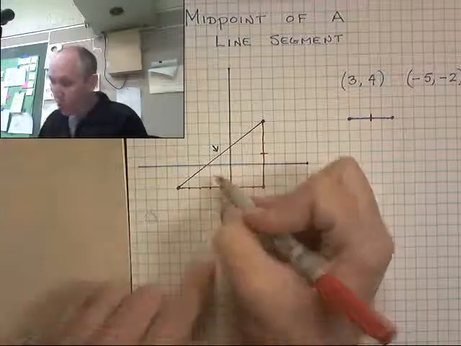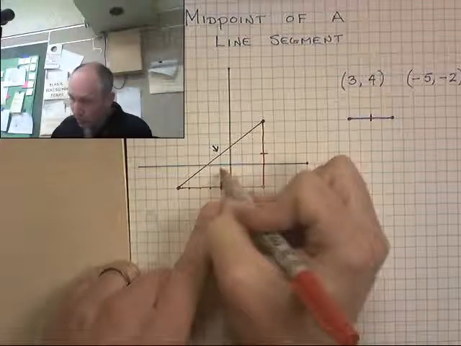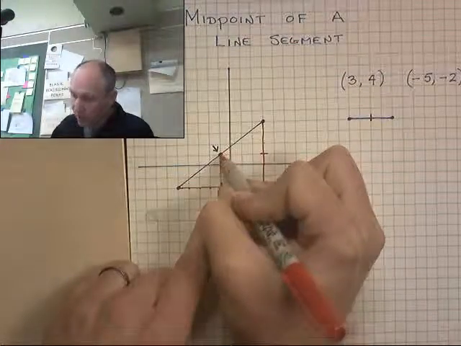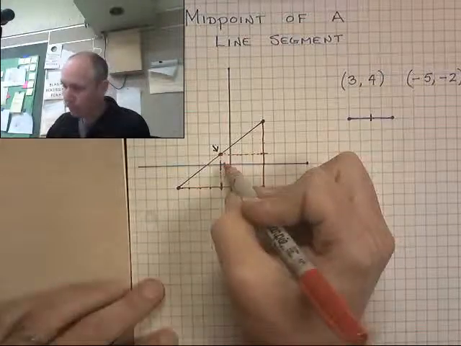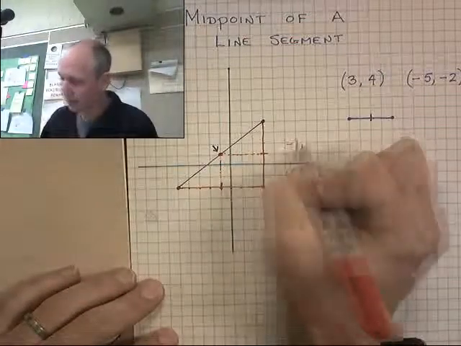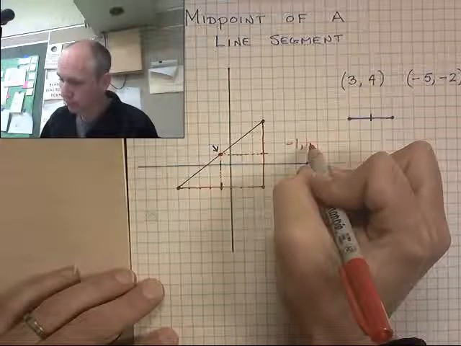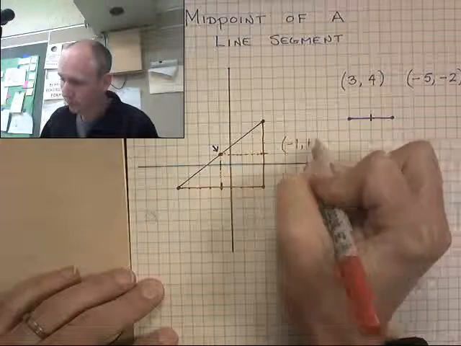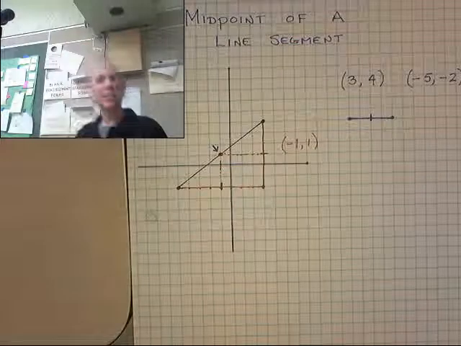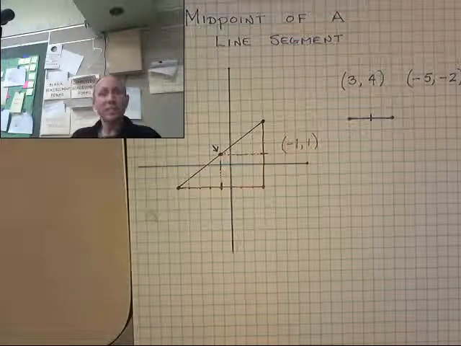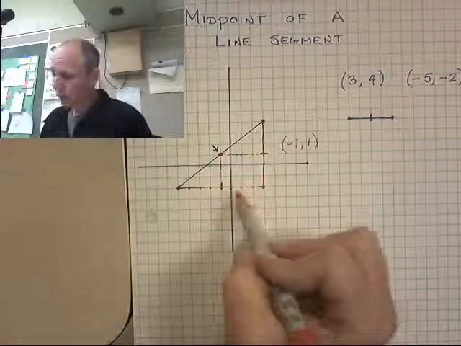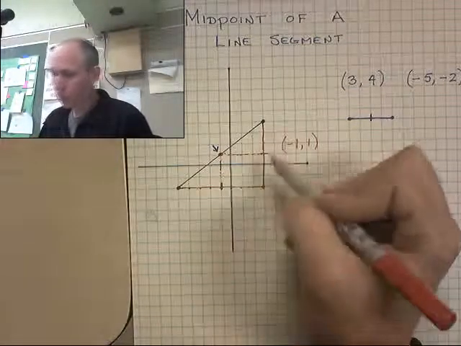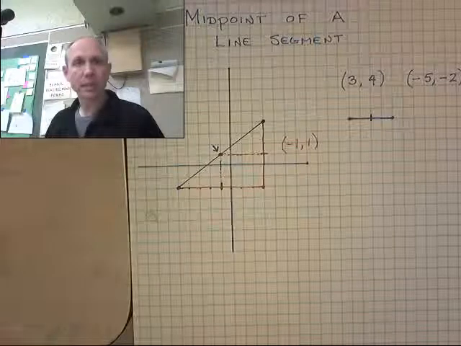Okay, so where do these 2 midpoints come together? Well, look, they come together exactly where I think they should, right there. So the midpoint of this is at -1, 1. So that's one way I could do this. I could just graph these 2 points, draw the segment, and find the midpoint of this horizontal piece and the vertical piece and put it together like that.